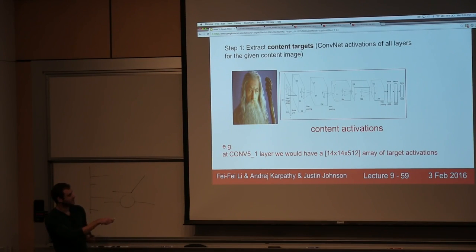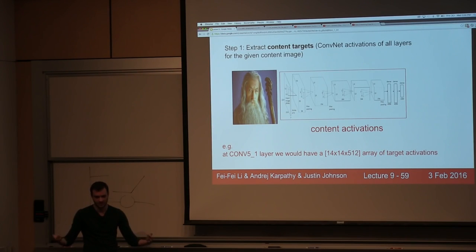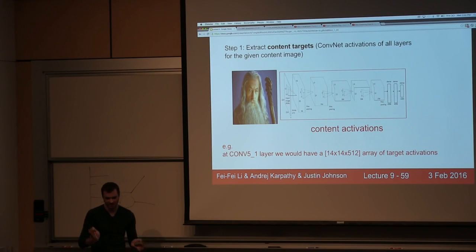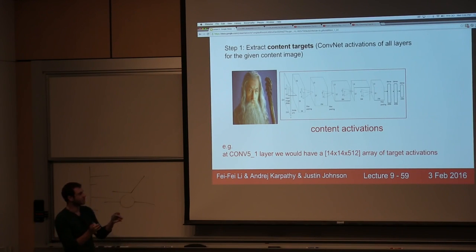So for example, in VGGNet, there's a layer that might have this activation size. We're just going to store those raw activations. Very simple so far. And we're going to say that these raw activations basically kind of correspond to the content of the image. That's how we're going to call it. These raw activations kind of correspond to the content.